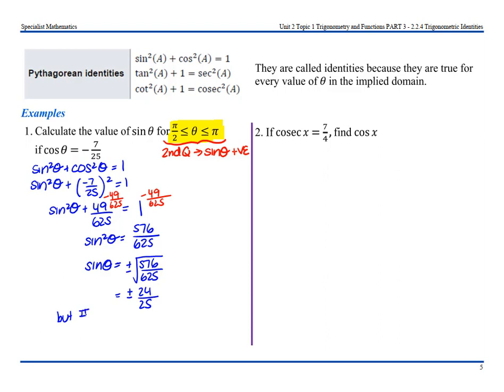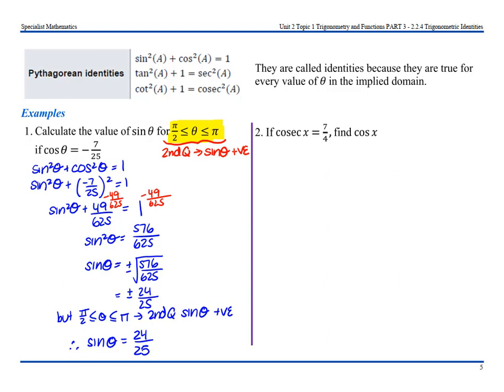But pi on 2 is less than or equal to theta, which is less than or equal to pi. We're in our second quadrant. Sine theta is positive. So therefore, sine theta equals 24 over 25. Make sure you put your understanding of why sine theta is positive and not negative as well.